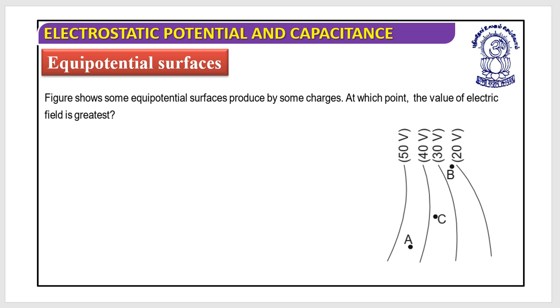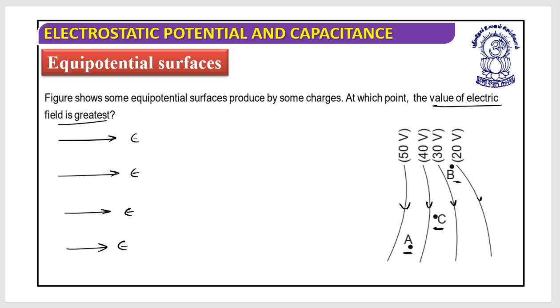What they said is that this figure shows some equipotential surfaces produced by some charge. At which point is the value of electric field greatest? Okay, we have three locations: one is A, another is C, another is B. And what they want is at which location the value of electric field is greatest. So what could you do? These are the electric field lines, let's say somehow like this. So as per the properties of electric field lines, let's say these are the electric field lines and this is a uniform electric field.